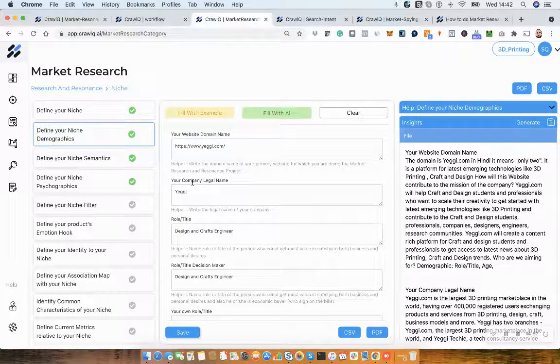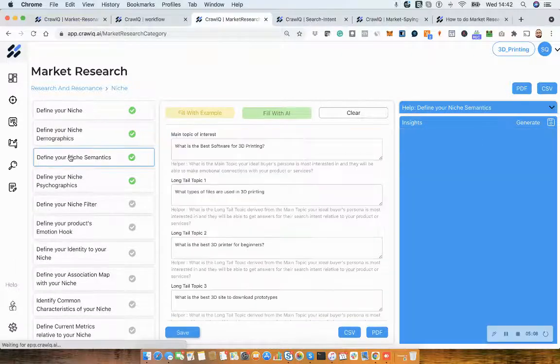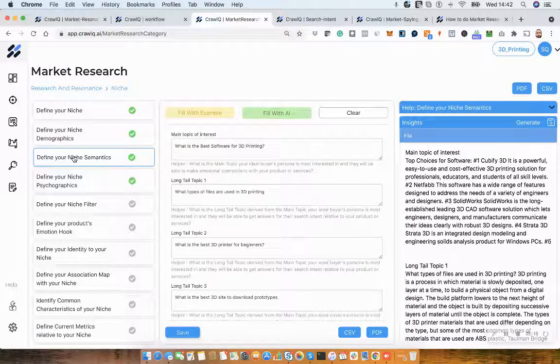Once you come up with two inputs, you just fill with AI, and you save, you generate insights, you get loads of deeper insights, and again you go back to the next one. Okay, you go to the next category, which is niche semantics. Here again you give two steering ideas, two inputs on the first one and the second one.